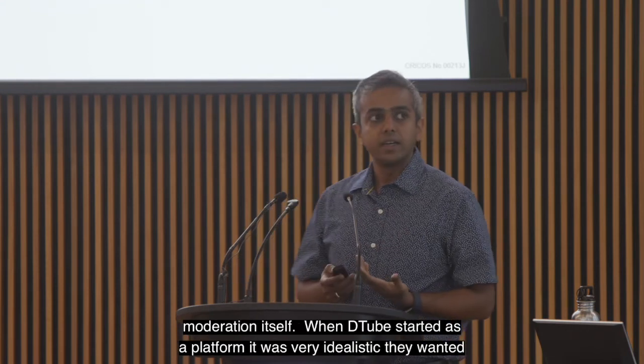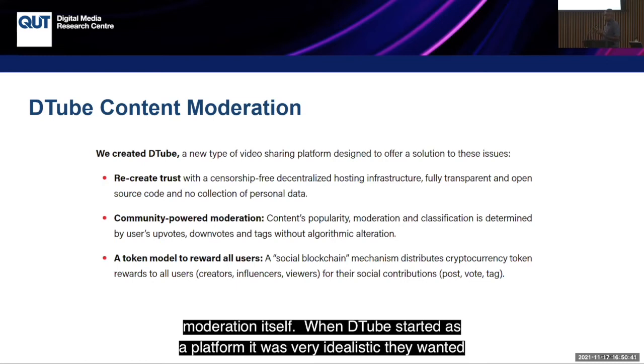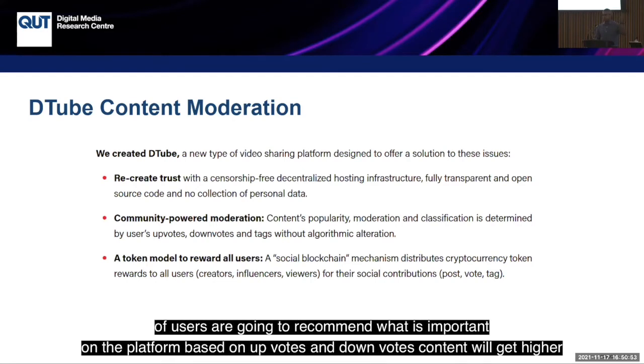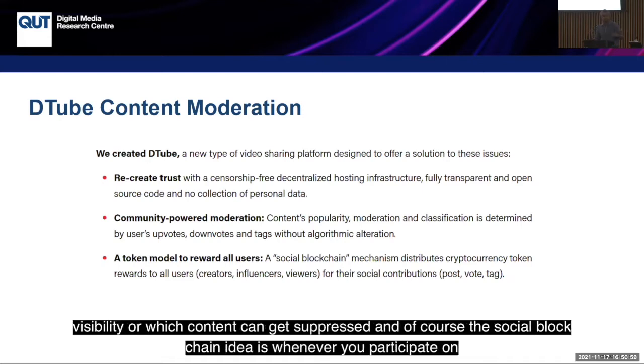When DTube started as a platform, it was very idealistic. They wanted to recreate trust. Their idea was that there is no algorithm. It's just going to run as a very linear model. The community of users are going to determine what is important on the platform, based on upvotes and downvotes, so content will get higher visibility, or content can get suppressed.